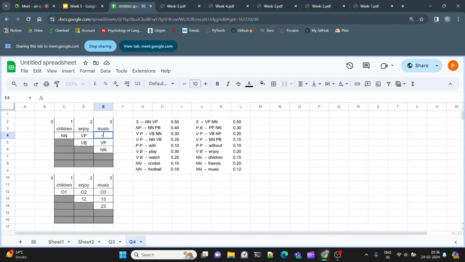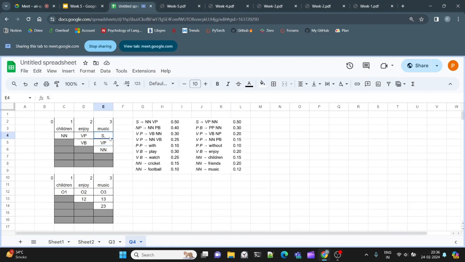This is 0, 3. So 0, 3 can be broken down into 0, 1 and 1, 3, or 0, 2 and 2, 3. What is 0, 1 and 1, 3? This and this. So NN and VP, does NN and VP give me anything? That gives me a sentence, right? And again, if I take 0, 2 and this, what is VB NN? That is also a sentence, right?